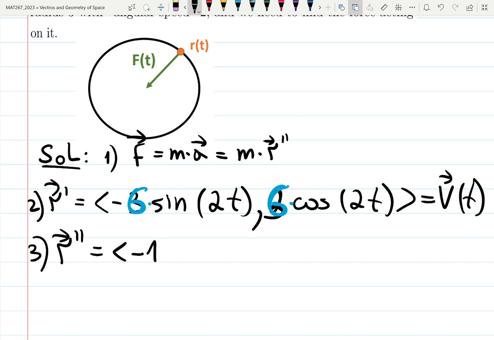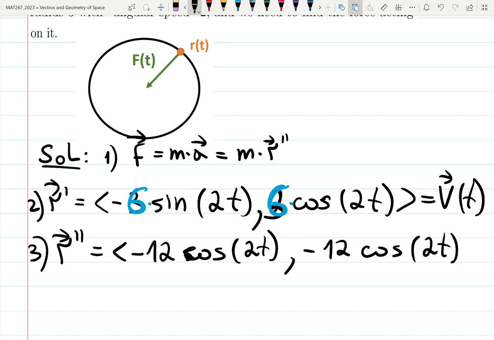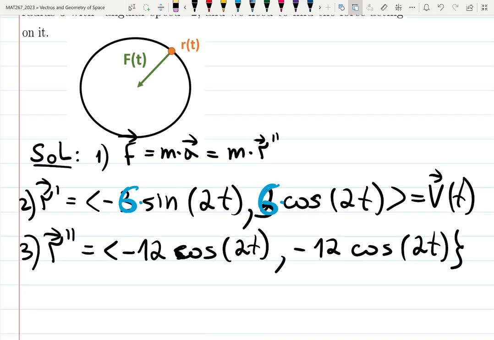Minus 12 cosine 2t, comma, come after class right now if you don't remember chain rule. It would take me 5 seconds to explain it to you. So it will be nice just to tell you how to do it. Don't be afraid to admit it if you don't remember calculus 1. Most people don't remember.